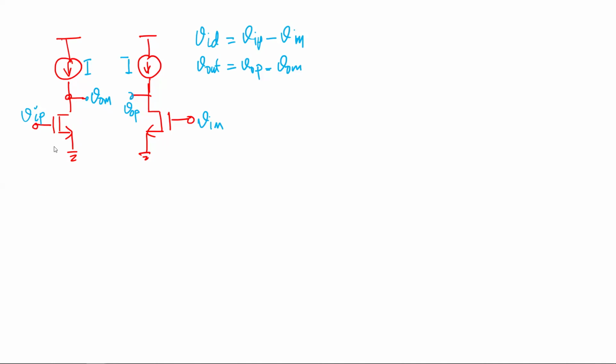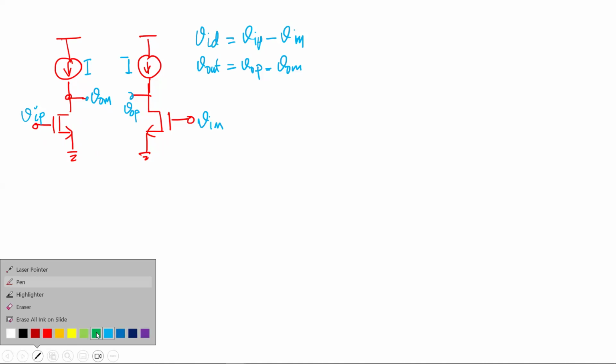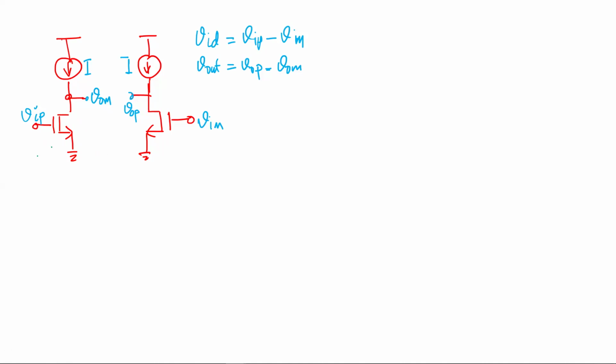Let's say we have biased this with some current I. So the small signal parameters are GM and RDS. So the transconductance will be GM, and the output impedance will be RDS. Let's say these are exactly the same amplifiers, biased the same way, so this will also be GM and RDS.